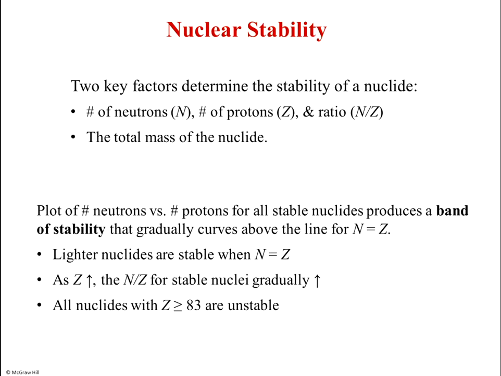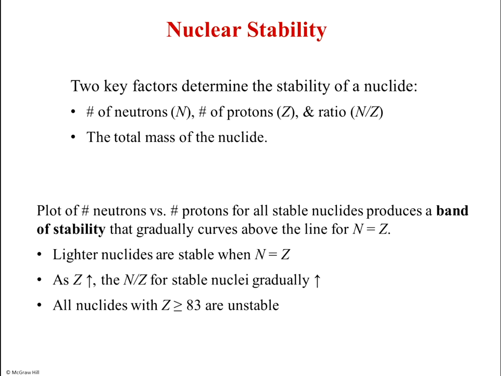There are two key factors that determine the stability of a nuclide. First, the number of neutrons, the number of protons, and their ratio, the ratio of neutrons to protons, determines stability. Also, the total mass of the nuclide determines its stability. And this can be seen by a graph that we're going to look at in just a moment that plots the number of neutrons as a function of the number of protons for all of the stable nuclides. And it produces what we call a band of stability. So the band of stability represents those nuclides which are stable.